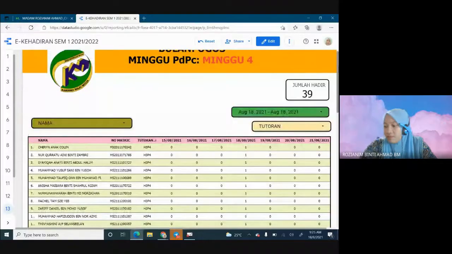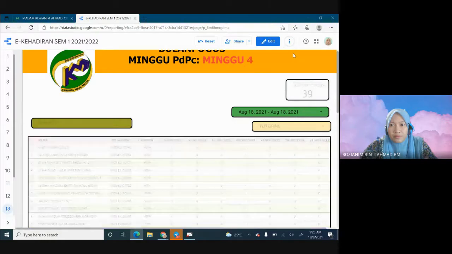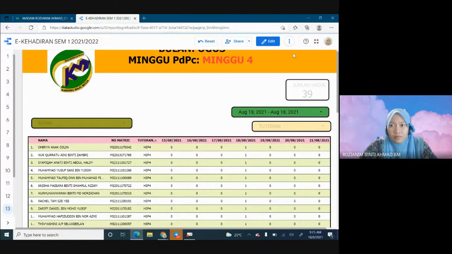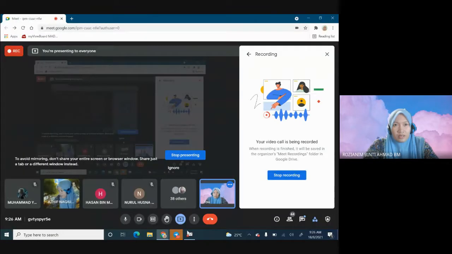Daripada 46, so maksudnya lebih kurang dalam 40.7 orang lagi key in. Okay, so kita boleh proceed. So yang lain make sure yang tak key in lagi, tolong key in dari semasa ke semasa. Okay, so after class I will check again according to the attendance.